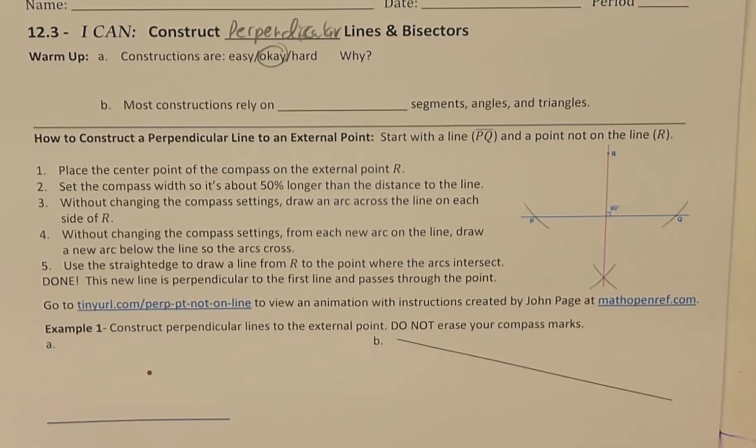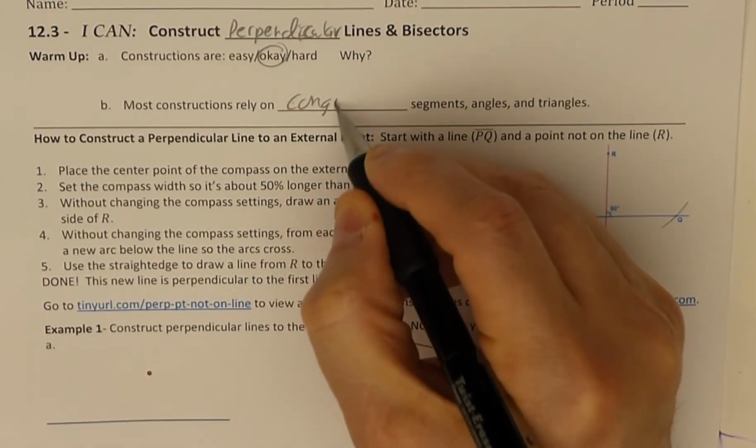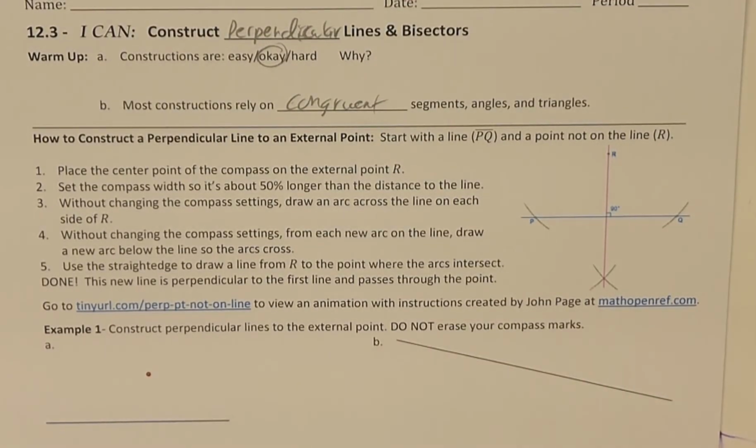Now, part B says most constructions rely on blank segments, angles, and triangles. Remember, we're talking about using congruent segments, angles, and triangles for all of these.